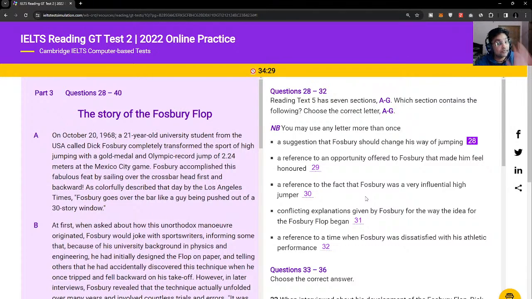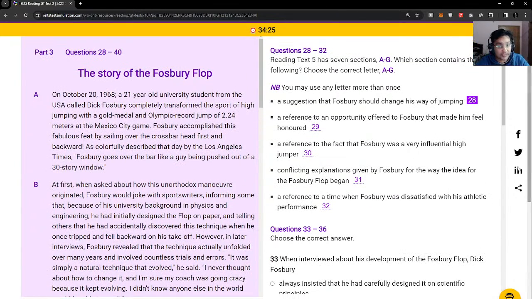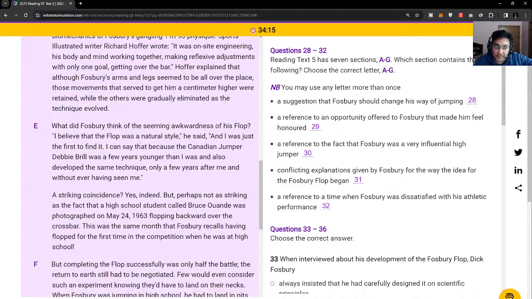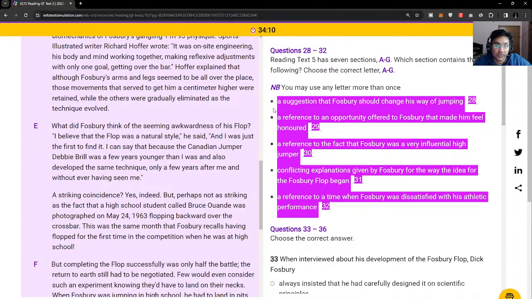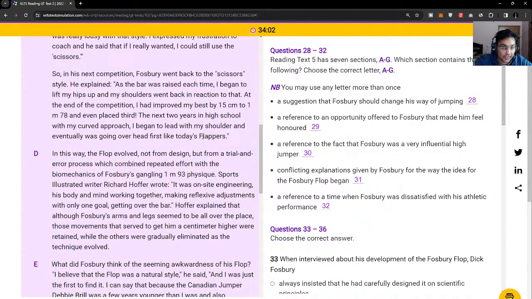Now, part 3 is going to be difficult, all right? It's not going to be easy, and none of this comes in a logical order. You see this? You may use any letter more than once. What does that mean? That any one of these passages can appear again for these statements. All right? Okay? So, let's do them again.